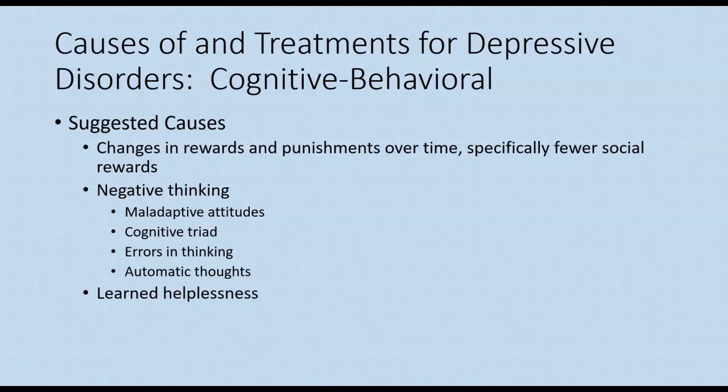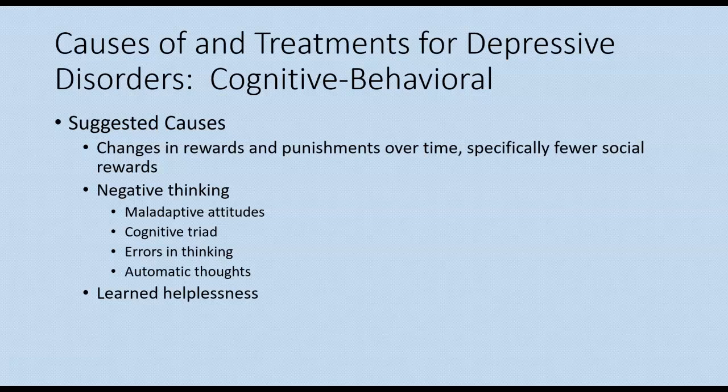The behavioral model suggests that depression for some people may result from changes in rewards and punishments that they receive in their lives. And so it's been suggested that the positive rewards in life dwindle for some people as they get older, and that leads them to perform fewer constructive behaviors. And as a result, they start to spiral toward depression. It's also been suggested that negative thinking may play a role in the development of depressive disorders.